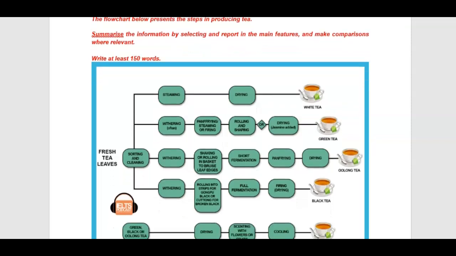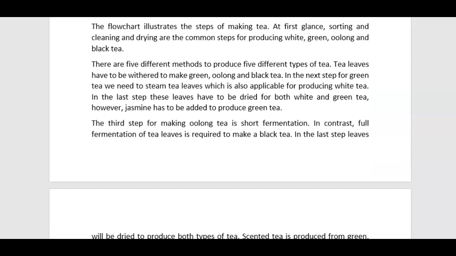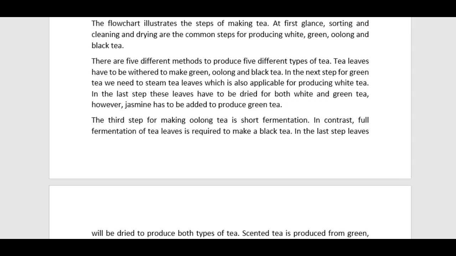Let's take a look at what you've done. We have the flow chart with the production of tea. Let's see what you wrote. The flow chart illustrates the steps of making tea. At first glance, sorting and cleaning and drying are the common steps for producing white, green, oolong, and black tea.